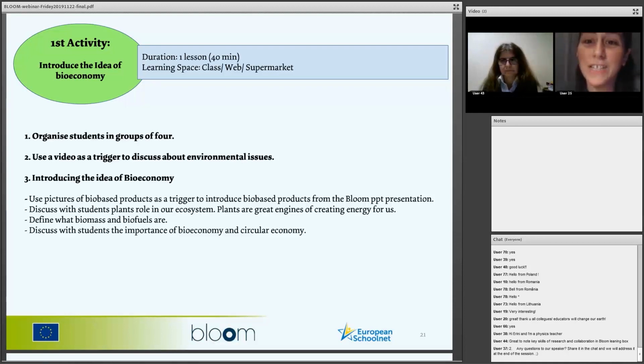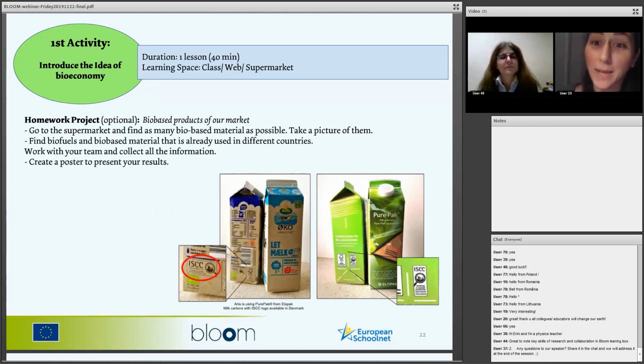So we started discussing and introducing the topic of bioeconomy, which is different from recycling. They couldn't really understand the difference, but using pictures and bio-based products that have been produced really helped us. After that, it really made sense. Their first activity was just an introduction to bioeconomy, to the idea of it, and discussing it.